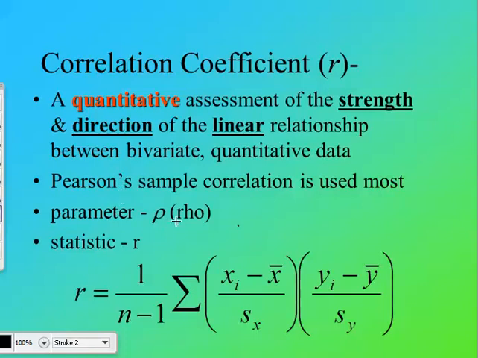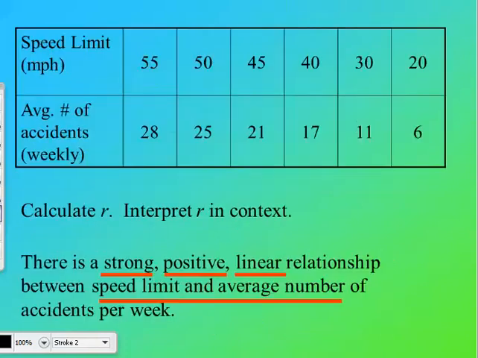It's the parameter rho. Its statistic is R, and this is the way it is actually calculated. It's 1 over n minus 1 times the summation of x sub i minus x bar. What's the x bar? That's the mean. So x i minus the mean, divided by the standard deviation of the x values, and y minus the mean of the y values divided by the standard deviation of the y values. Wow, a lot of work there. Man, just turn on the calculator. Let's see what we get. Okay? That's just the easy way of doing it.